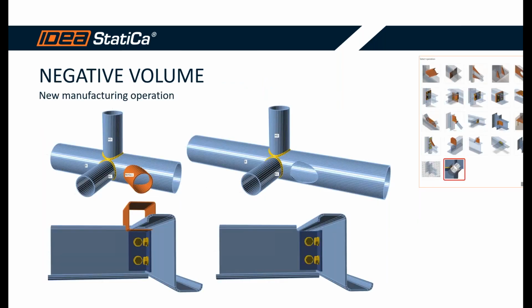Also, we prepared for you a brand new manufacturing operation. This manufacturing operation is called negative volume. By this you can create a solid volume, and this volume can be used for special cuts for the members. You can see really nice examples on the pictures.